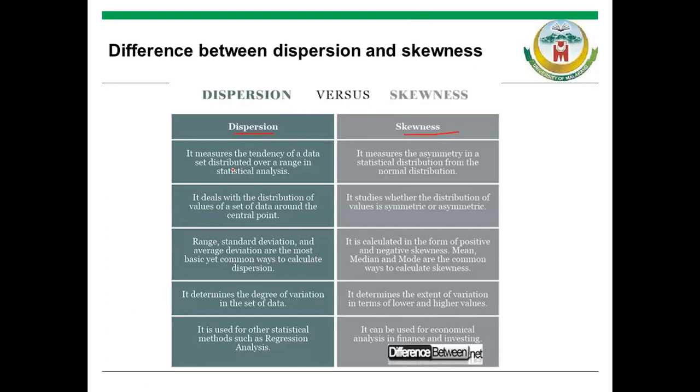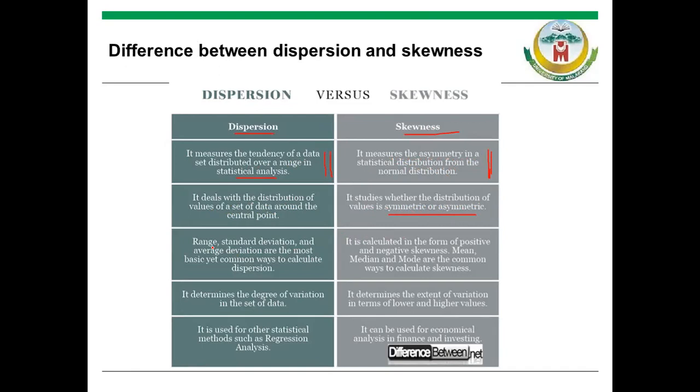Now, the difference between dispersion and skewness. So what is the difference? Dispersion measures the tendency of a data set distributed over a range in statistical analysis. It measures the tendency of data distribution. Now what does skewness do? It measures the symmetry of a statistical distribution from the normal distribution. So here we are interested in the symmetry, and there we are interested in the distribution. Dispersion deals with the distribution of values of a set of data around a central point. Skewness studies whether the distribution of values is symmetric or asymmetric.